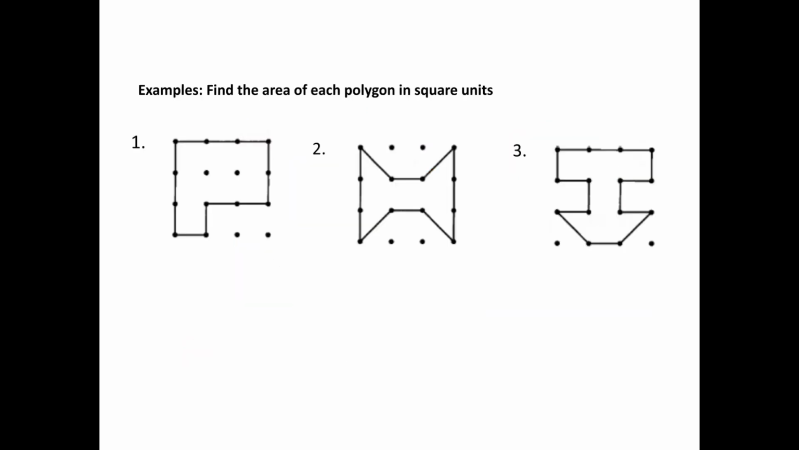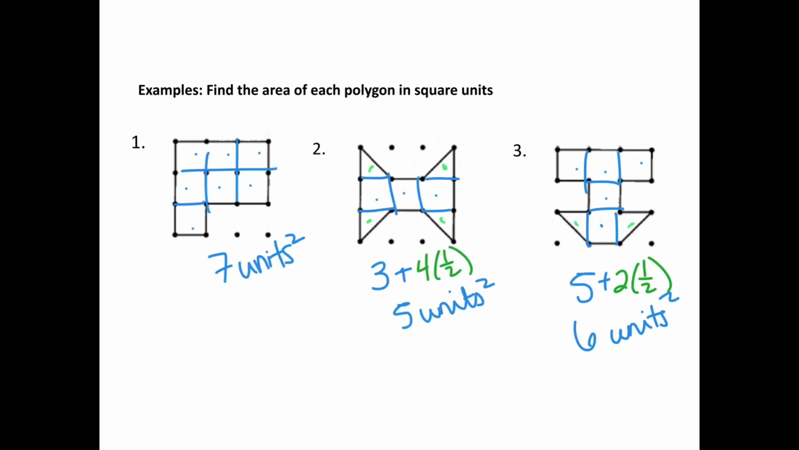Let's do that with these 3 examples. Take a minute and draw all of the whole squares and identify the number of partials. Starting off pretty simple, number 1 was just 7 square units. Number 2 had 3 whole squares, and then 1, 2, 3, 4 partials, so 3 plus the 4 halves is going to be 5 units squared.